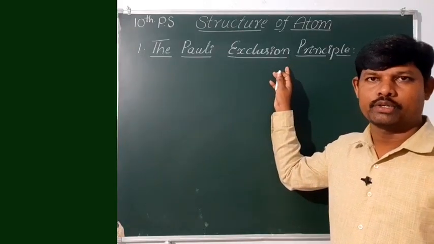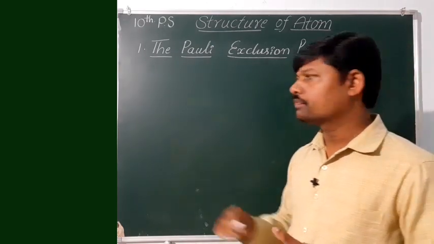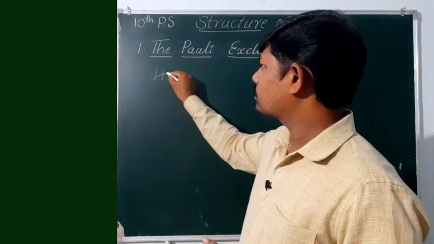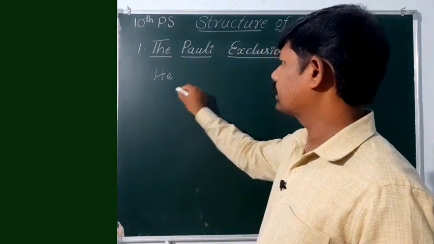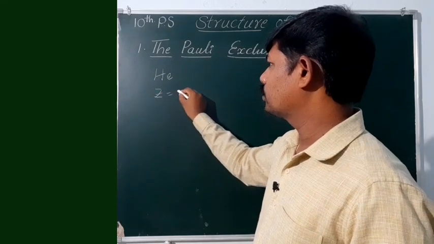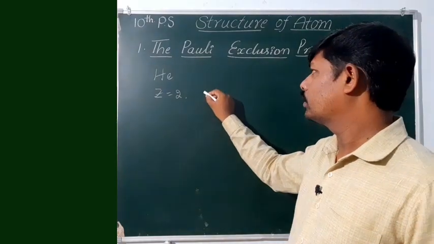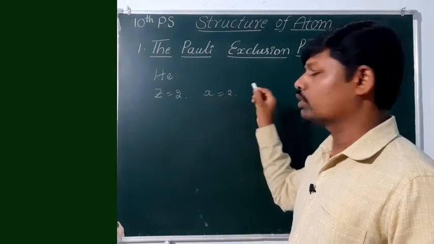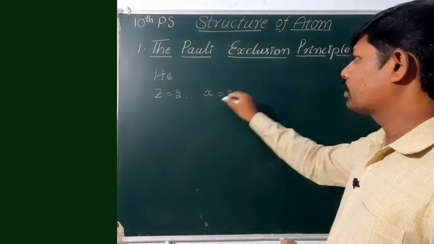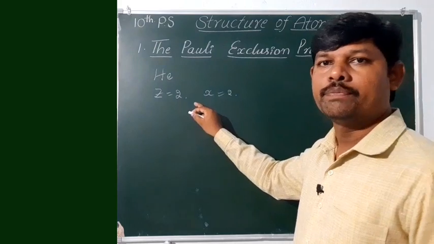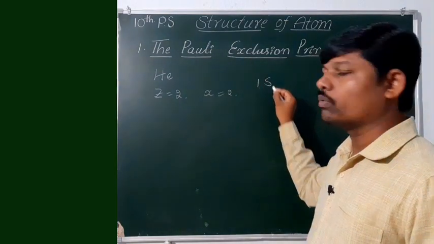So in a helium atom, what is the atomic number of helium? Helium is represented by He and its atomic number Z is equal to 2. That means how many electrons are there? There are 2 electrons. Now how to write the electronic configuration? First of all, in the main shell, the first shell, electrons will occupy the 1s orbital, 1s.